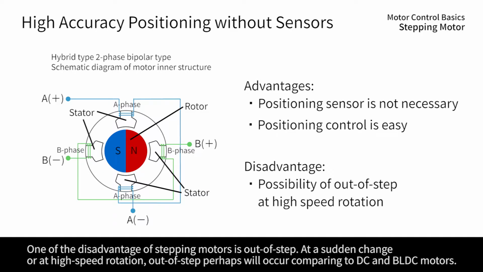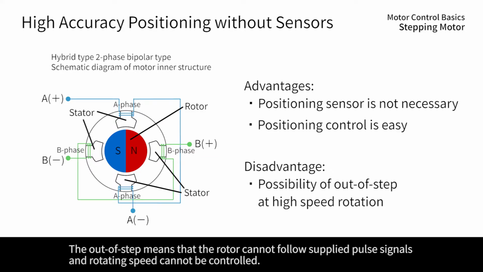One of the disadvantages of stepping motors is out of step. At a sudden change or at high-speed rotation, out of step perhaps will occur, compared to DC and BLDC motors. Out of step means that the rotor cannot follow supplied pulse signals, and rotating speed cannot be controlled.